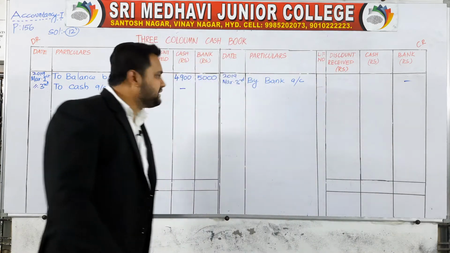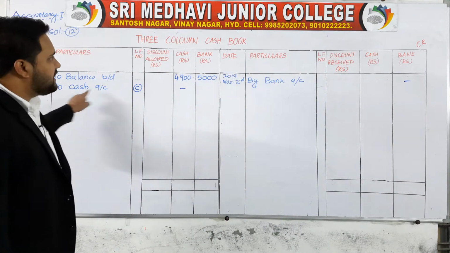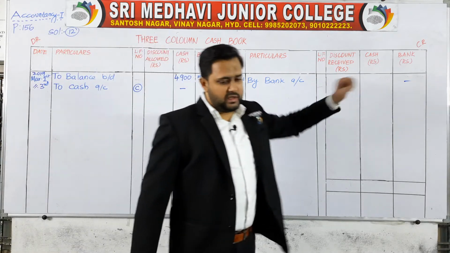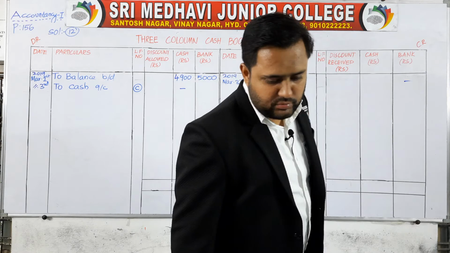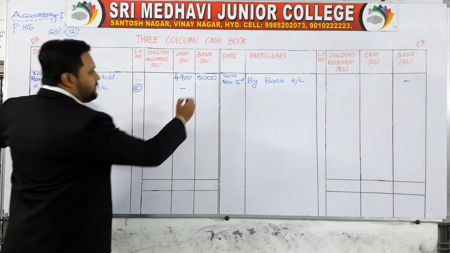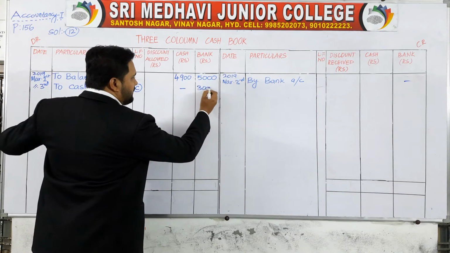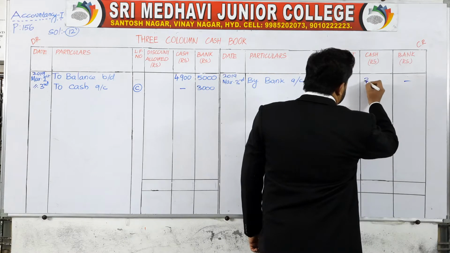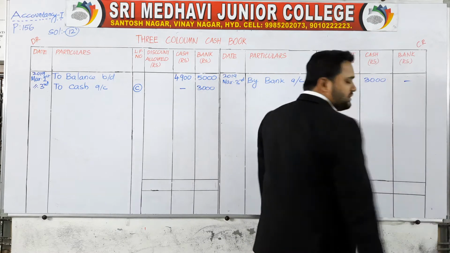Whenever you are writing the contra entry, if you are writing cash here, write the amount in bank. If you are writing bank here, then write the amount in cash. How much? 3,000 rupees is given here. So you have written cash account here, write the amount in bank. You are writing bank here, write the amount here in cash, 3,000.